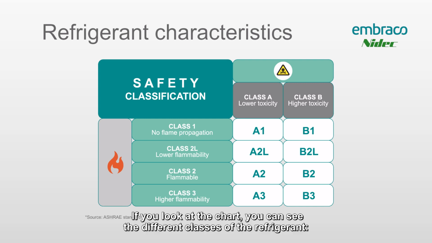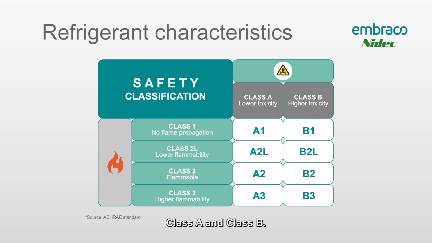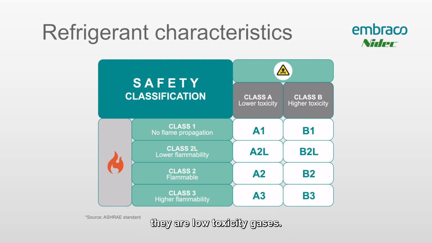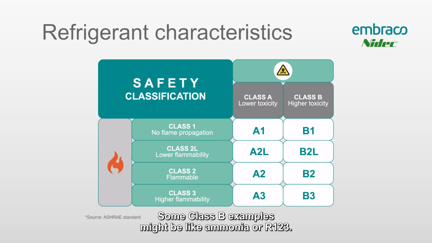If you look at the chart, you can see the different classes of refrigerant, Class A and Class B. You have Class A, which is low toxicity. You have Class B, which is high toxicity. The refrigerants we'll be talking about today are Class A. They are low toxicity gases. Some Class B examples might be ammonia or R123.